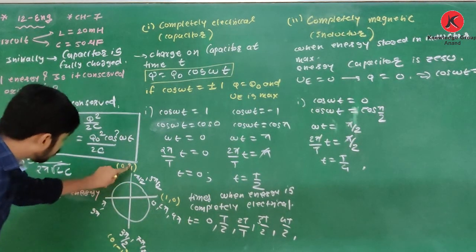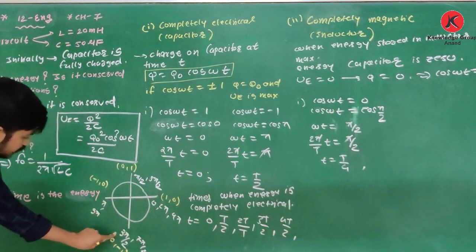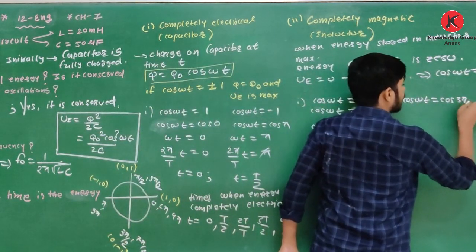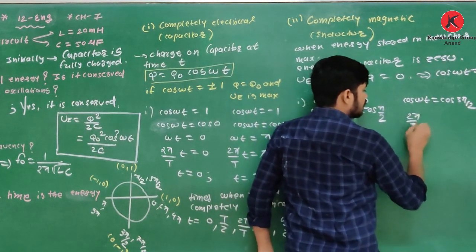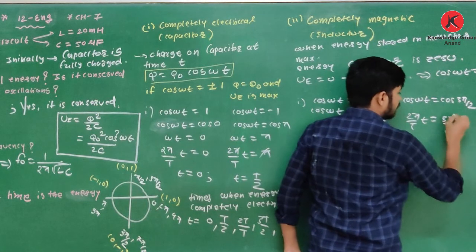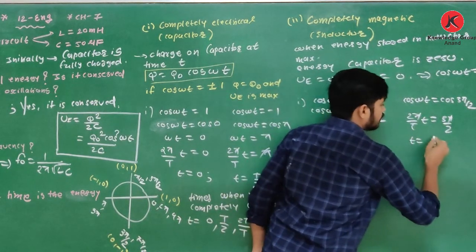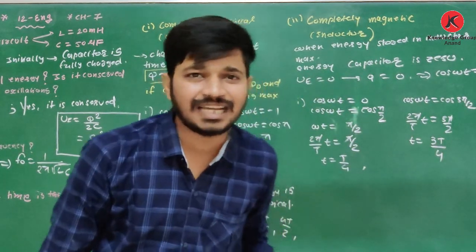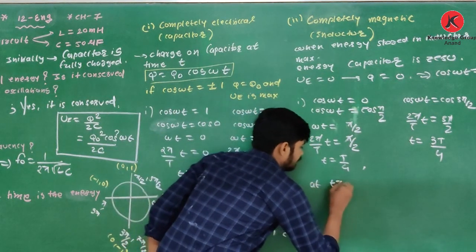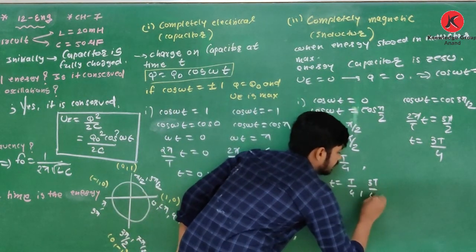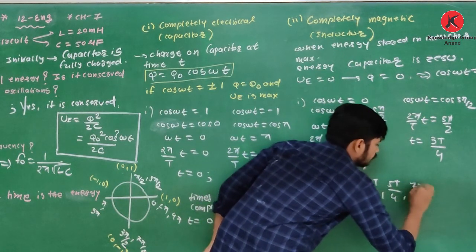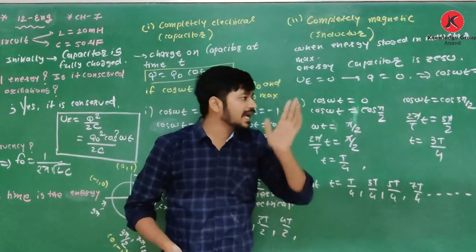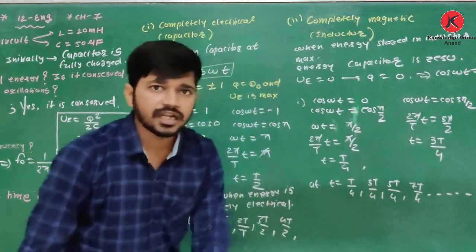For another value of cos, yes, here cos is 0 for 3 pi by 2. So I can write cos omega t is equal to cos 3 pi by 2. So again, 2 pi upon T into t is equal to 3 pi by 2. Pi cut. So t is equal to 3T by 4. So now see, from these two values you can easily understand the next times. At time t is equal to T by 4, 3T by 4, 5T by 4, 7T by 4, etc., energy is completely magnetic. Clear about this?